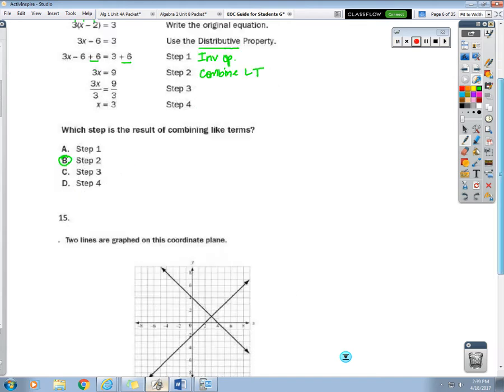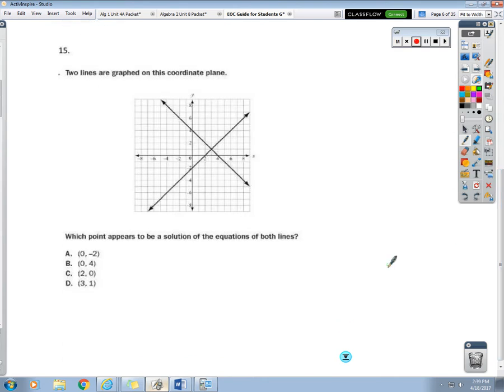Okay, number 15. 2 lines are graphed on this coordinate plane. Which point appears to be a solution of the equations of both lines? 3, 1. The solution is where they intersect. And they intersect at over 3 up 1, so D. That one's pretty easy. Okay, number 16.